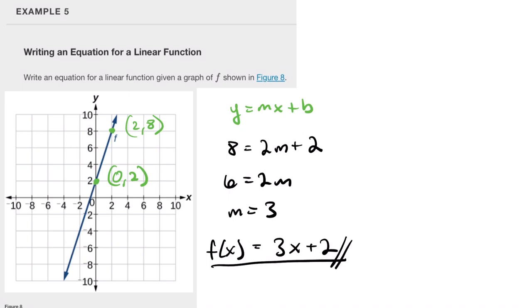And if we wanted to showcase the slope formula, x1, y1, x2, y2, then the slope formula is y2 minus y1 over x2 minus x1.